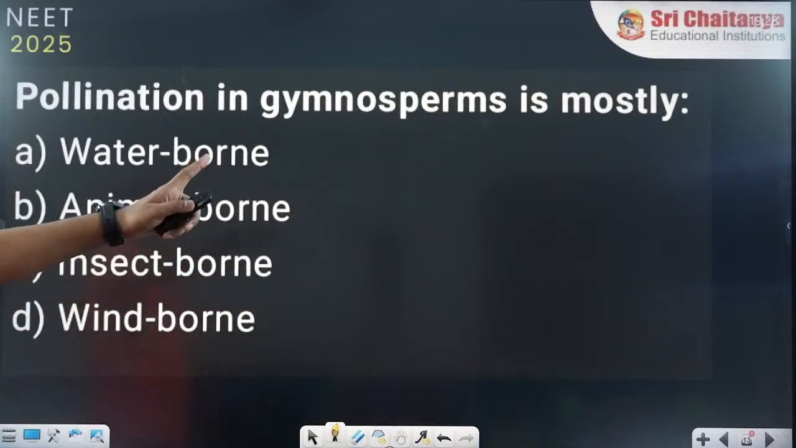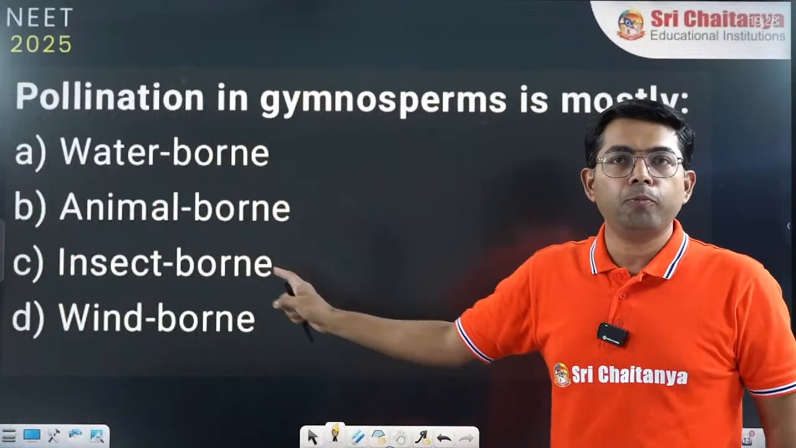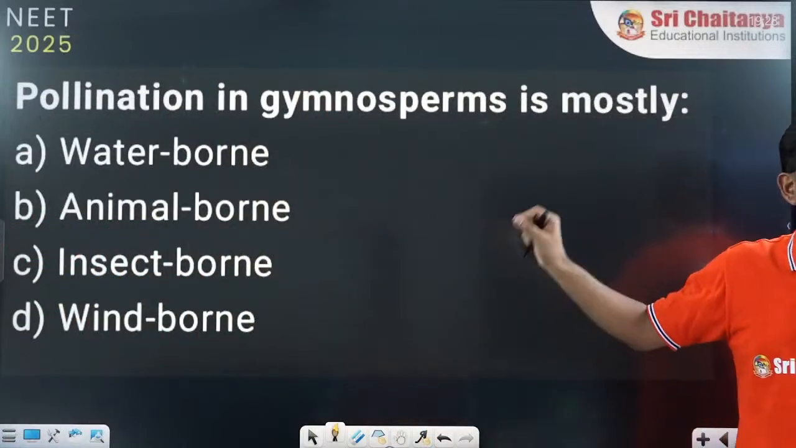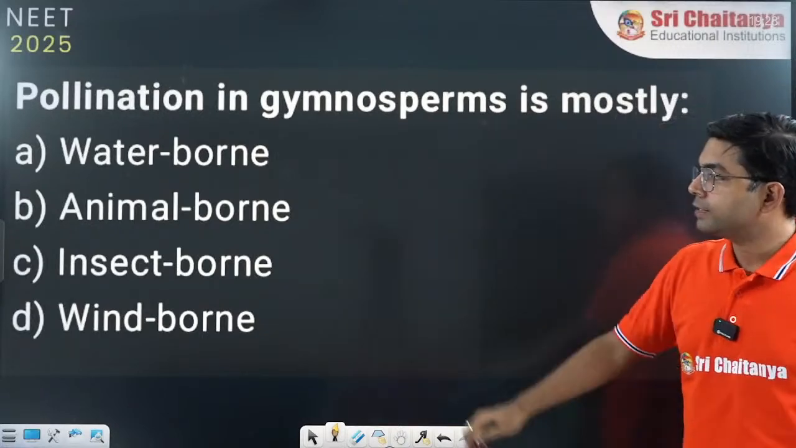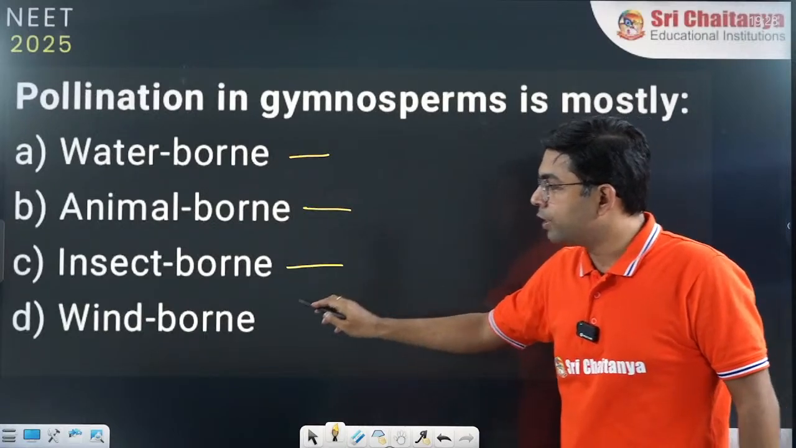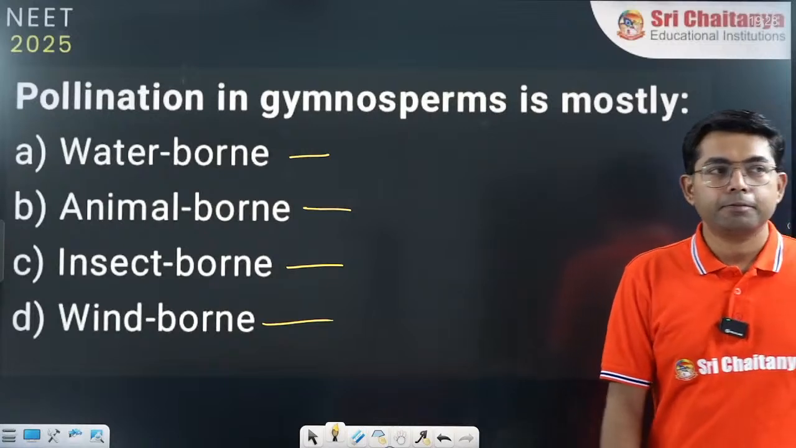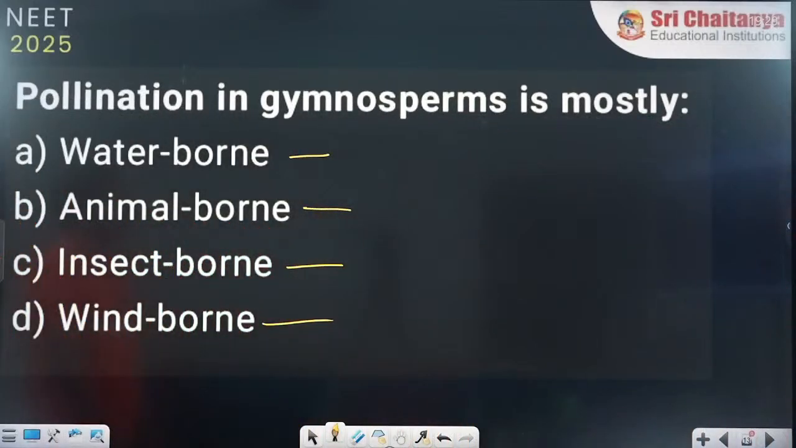Pollination in gymnosperms is mostly... Now think, we have just seen about pollination also. In gymnosperms, pollination mainly takes place through: is it water? Is it animal? Is it insect? Or is it wind? What is it? Now I am waiting for the answer. Tell me. Pollination mostly takes place through.